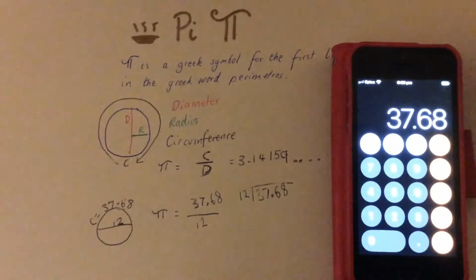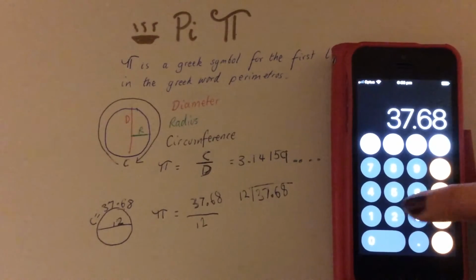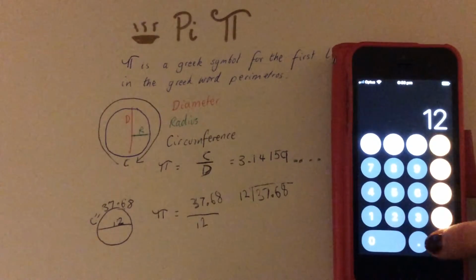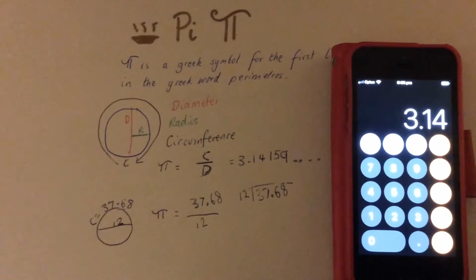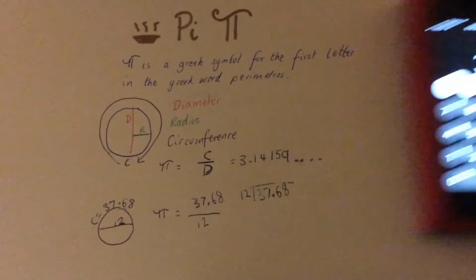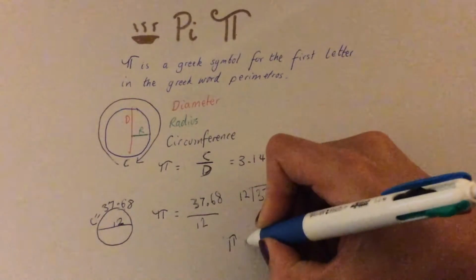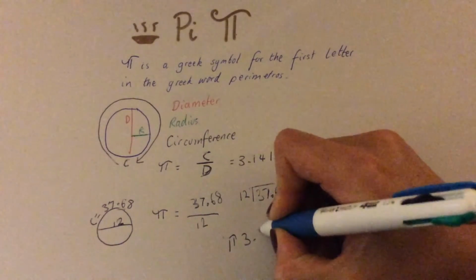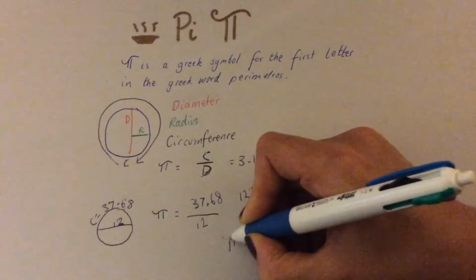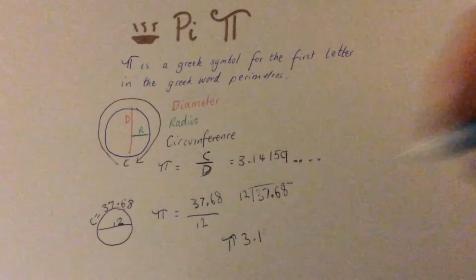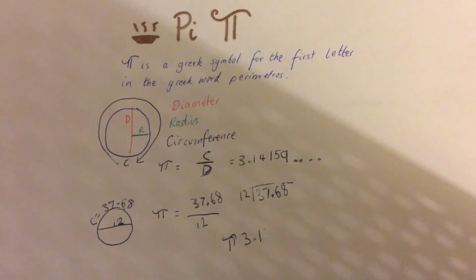So I've just entered in 37 and 68 hundredths here, and so now I'm just going to say how many 12s, and there you go, 3.14. Okay, so pi equals 3.14. Always. It always equals this.